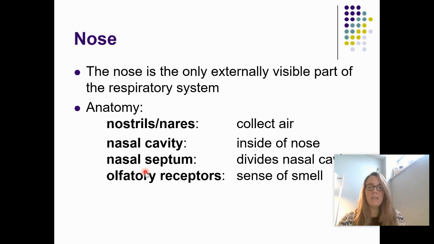Some other anatomy, all right, so you've got your nose, your nares, the nasal cavity would be inside your nose here. The septum is what is going to be separating your left and right nasal passages. And then you've got olfactory receptors there in your nose, which are helping you with your sense of smell.